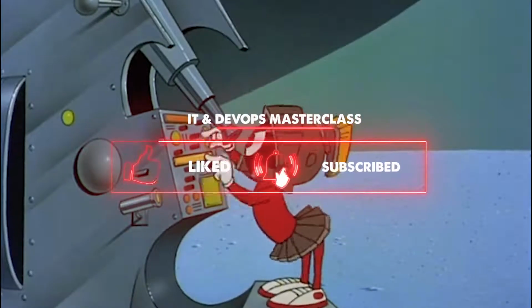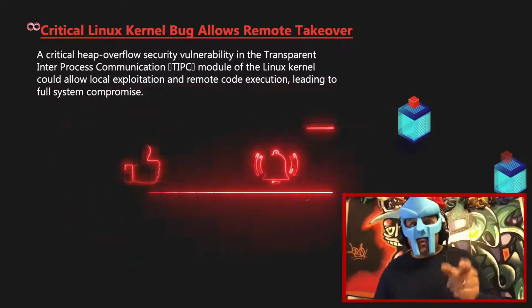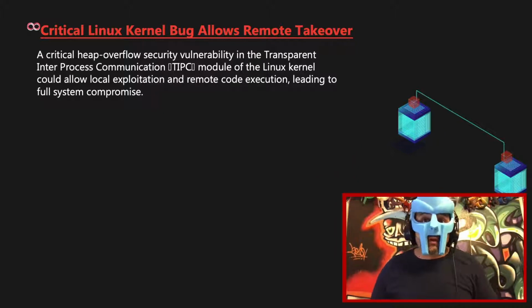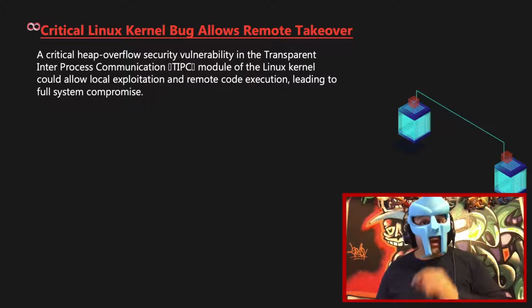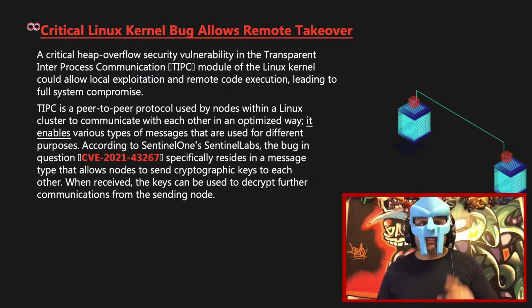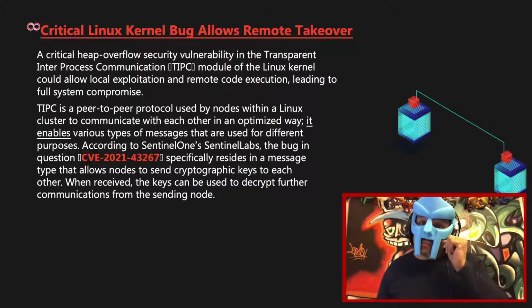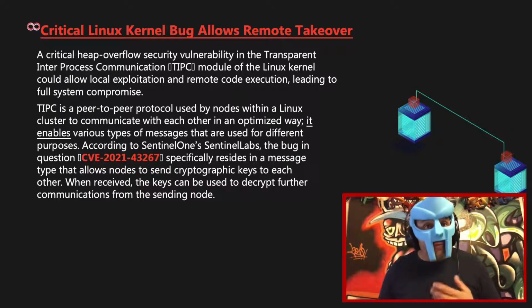I could pinch them. A critical heap overflow security vulnerability in the Transparent Interprocess Communication (TIPC) module of the Linux kernel could allow local exploitation and remote code execution, leading to full system compromise. TIPC is a peer-to-peer protocol used by nodes within a Linux cluster to communicate with each other in an optimized way. It enables various types of messages that are used for different purposes.